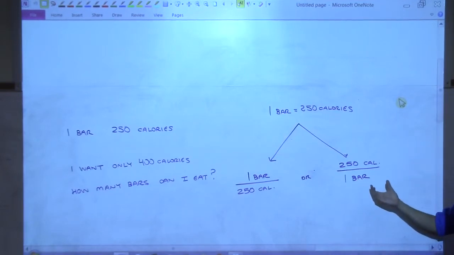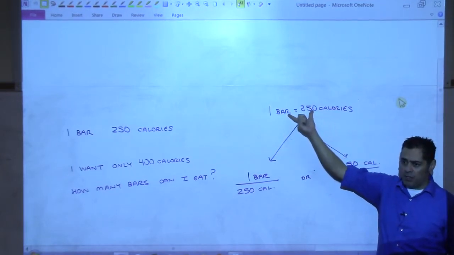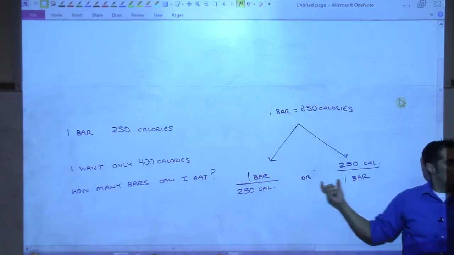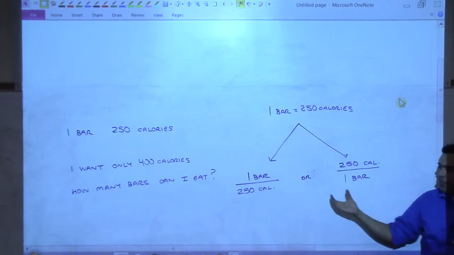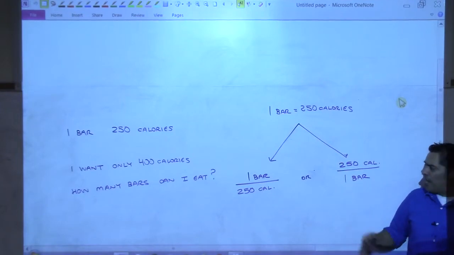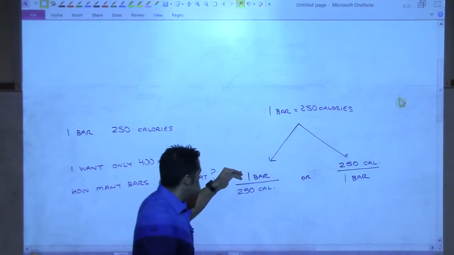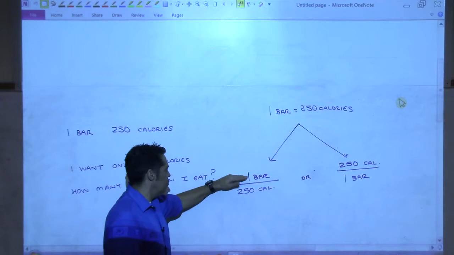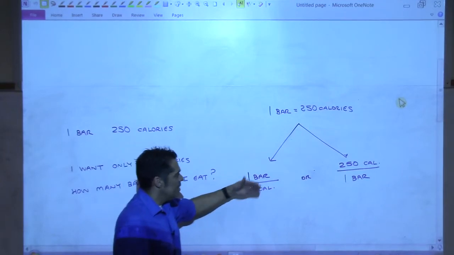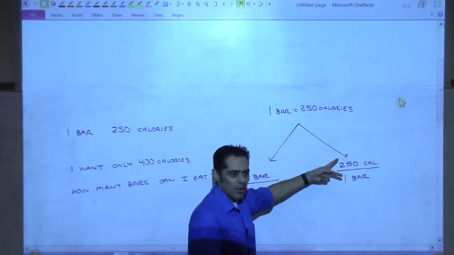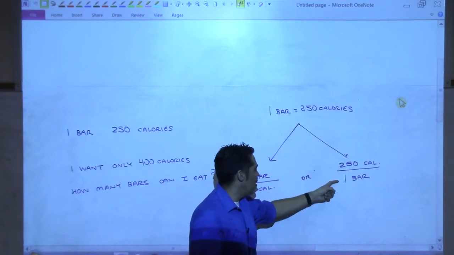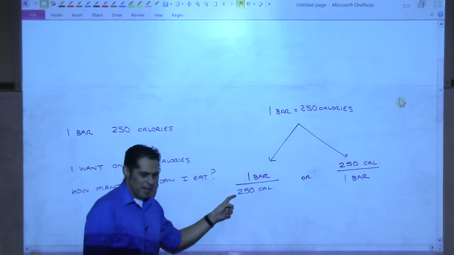And what we have from this equation, we have 2 what we call proportions. And you can use this one or this one. This is saying that 1 bar, 250 calories per bar. This one's the same thing, just reversed, right? 250 calories per bar, 1 bar per 250 calories.